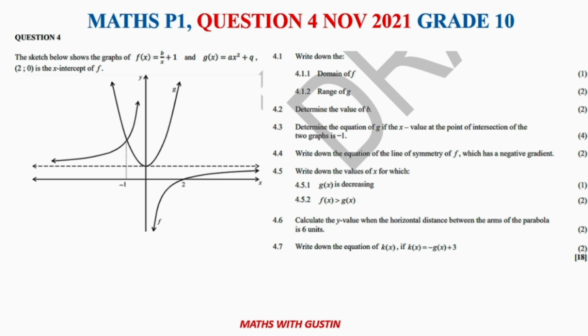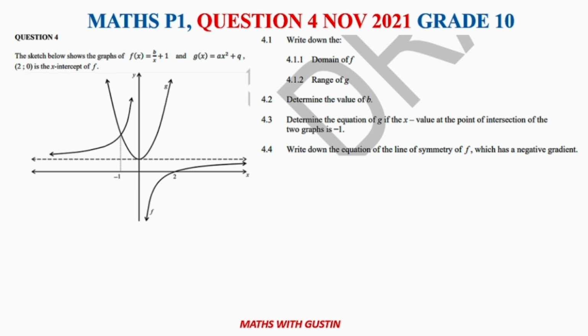Let's go ahead and deal with 4.1.1. It says, what is the domain of f? For the domain of f, we already know we're dealing with x values. So let's look at f. This is f, the graph here, which is a hyperbola. What is the domain? You can see it takes all the x values starting from -1 going that side, even here all the x values. The graph exists there.